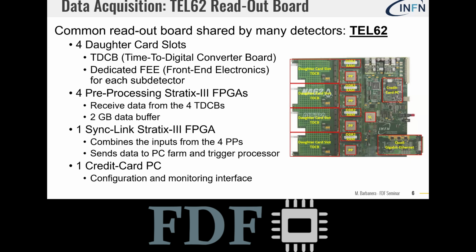It pre-processes the data from the daughter cards, buffers them in a 2 GB DDR2 memory and sends them to a central SL, which stands for Sync Link FPGA, which is still a Stratix 3 FPGA, which combines the input from all the PPs and sends the data to a central PC farm and to the level 0 trigger processor via a quad gigabit Ethernet. To complete everything, there is a credit card PC, which provides slow monitoring and slow control of the system.